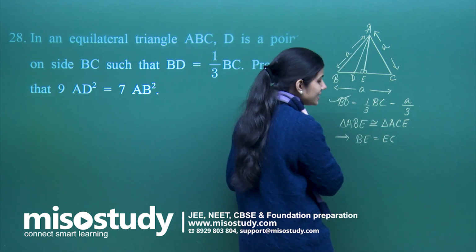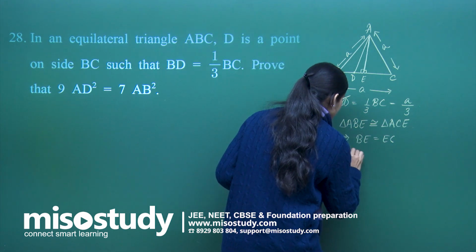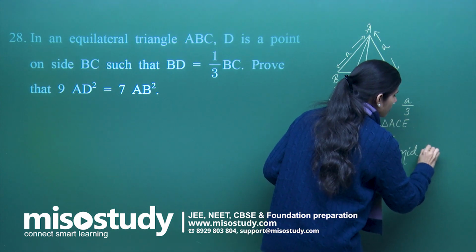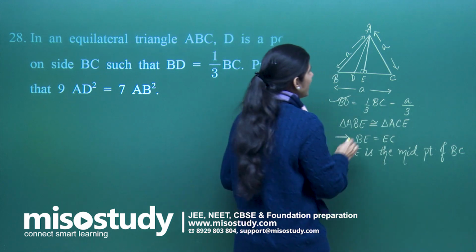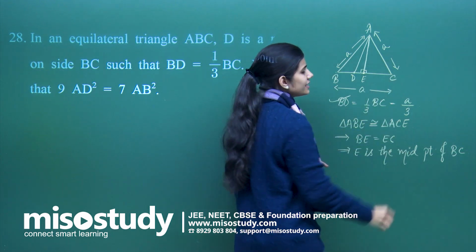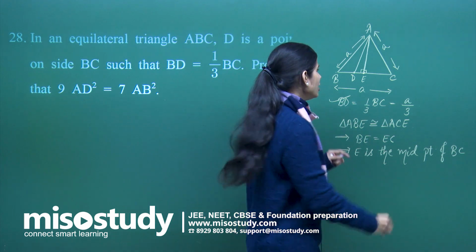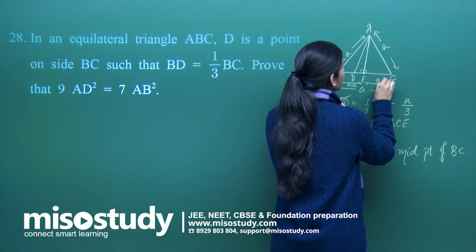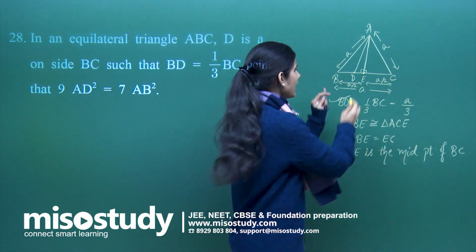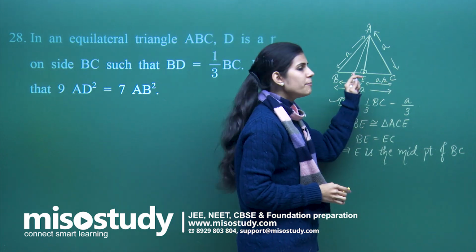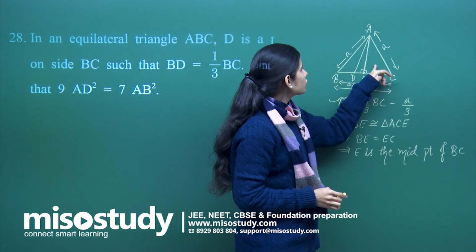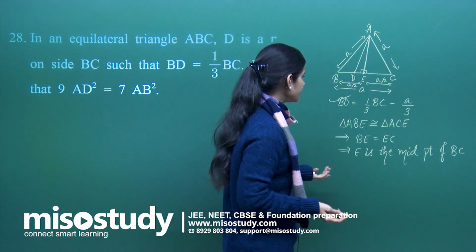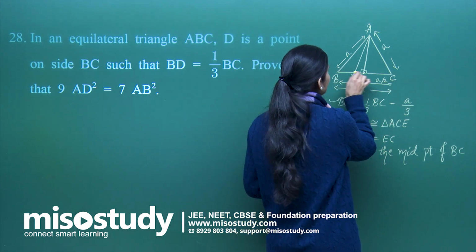If BE is same as EC by CPCT, this implies E is the midpoint of BC, obviously. And if E is the midpoint, that means E is dividing this entire segment BC into two equal parts. So if this complete length is a, that means BE is a by 2 and EC is also a by 2. That is because E is the midpoint of BC, and that we got by the RHS congruence condition of triangles AEB and AEC.